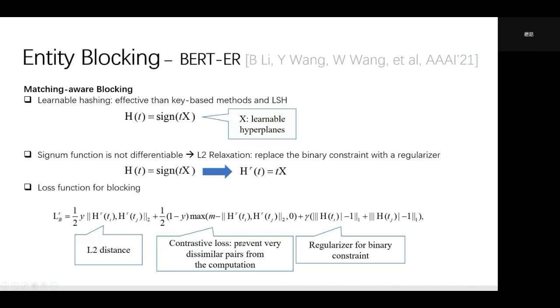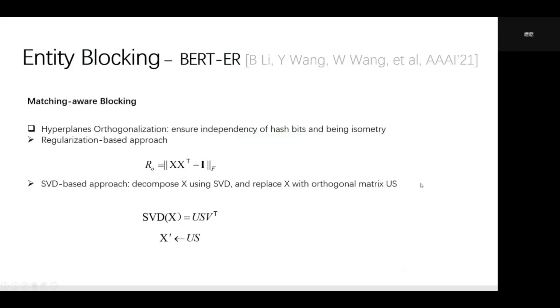We also have some optimization methods, such as for the binary code. The blocking should ensure independence of the hash bases of the binary code. Here we use two strategies. The first one is a regularization-based approach to achieve this goal. And the second one is an SVD-based approach, by decomposing the X using SVD. The final framework is shown in this figure.